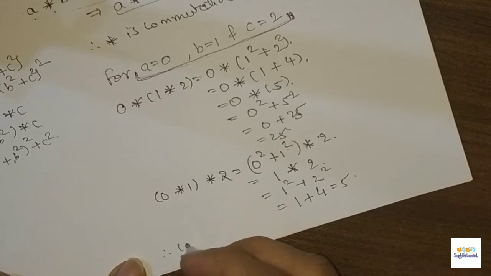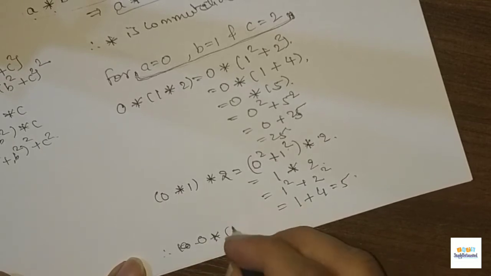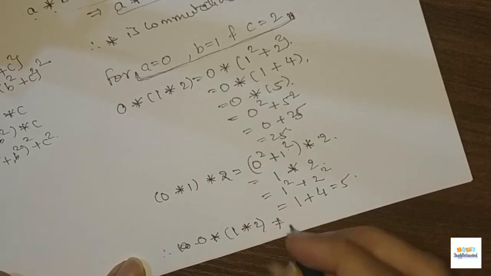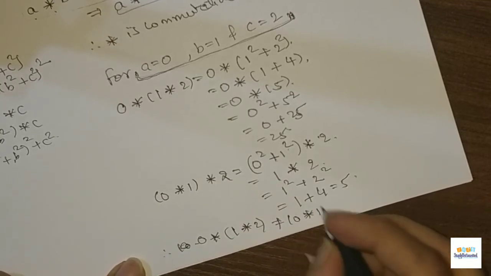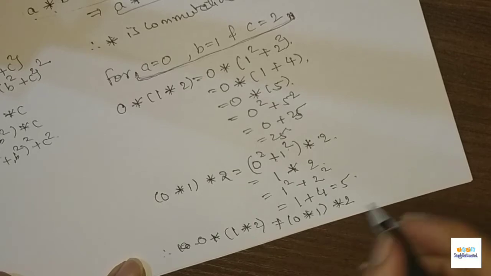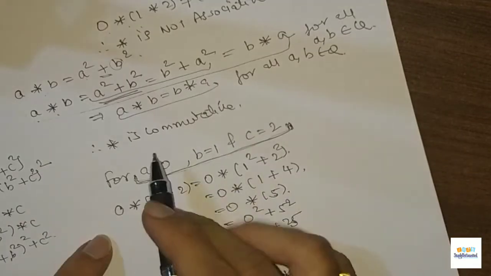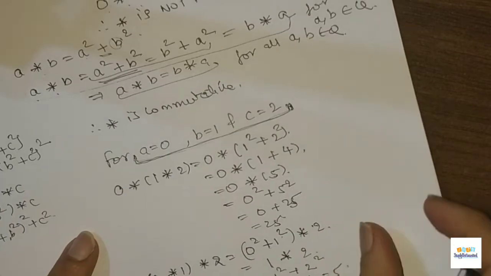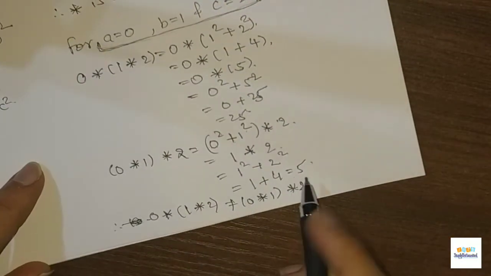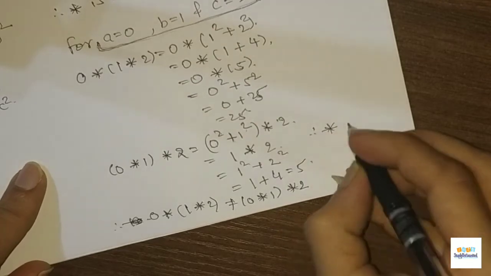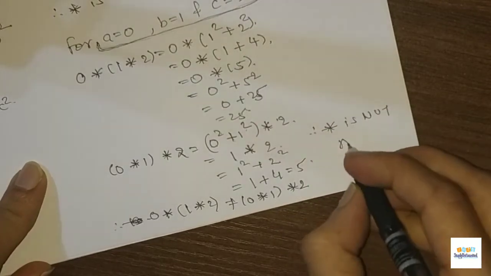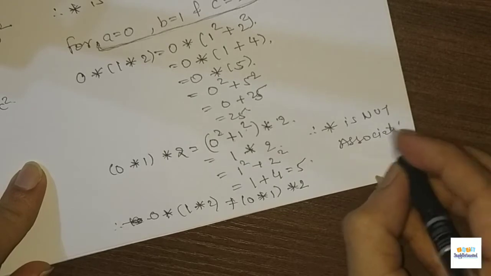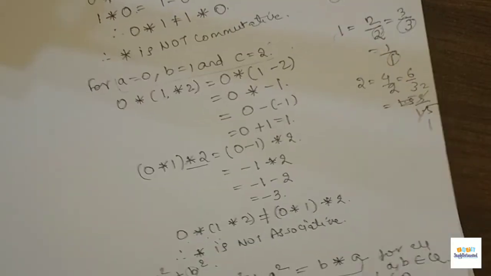So what you get is, 0 star bracket 1 star 2 is not equal to bracket 0 star 1 star 2. So you got one set of three numbers where the associative property is not satisfied, therefore star is not associative. So that is the answer for the second problem of the ninth.